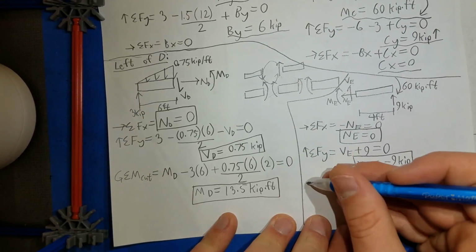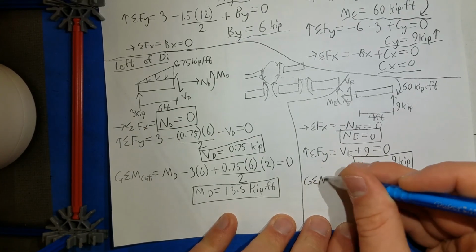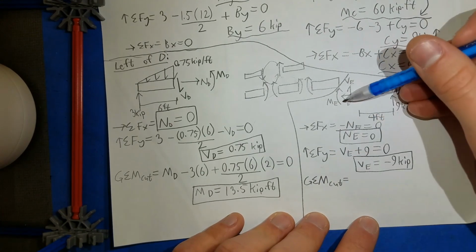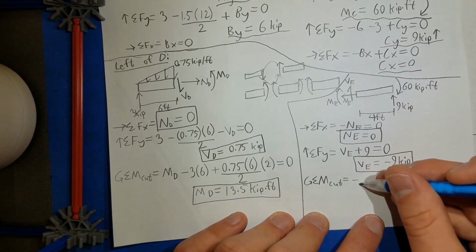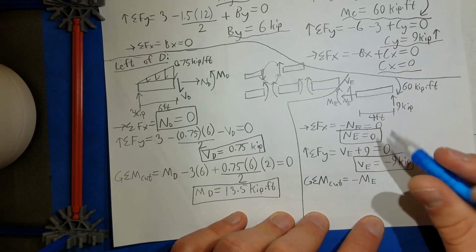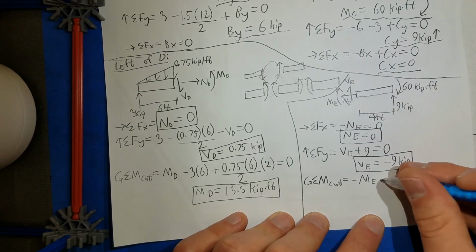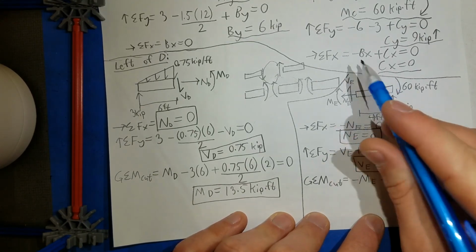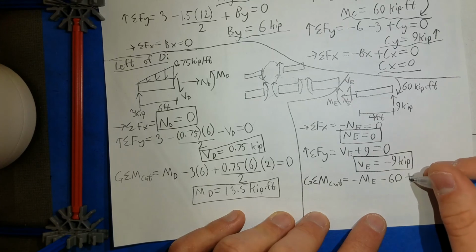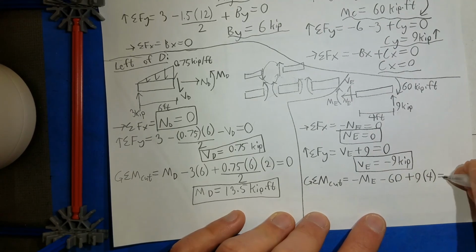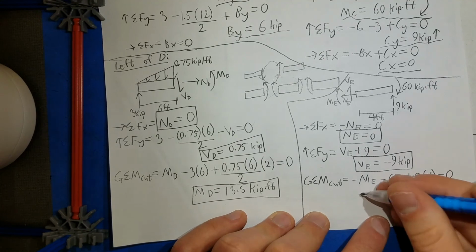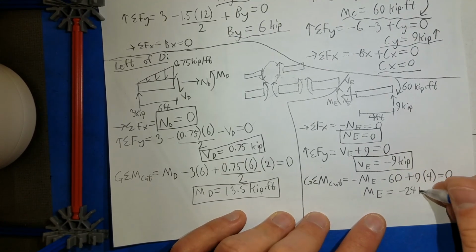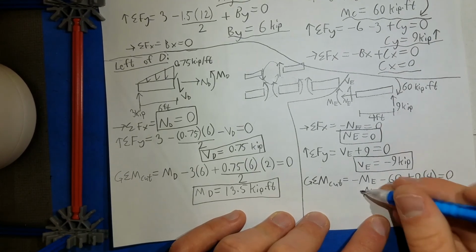And then we're going to sum our moments about the cut. So our moments about the cut, this is going clockwise, so we're going to have a negative ME. We have this one going clockwise as well, so minus 60. And then we have this 9 kips pushing upward in a counterclockwise form. So it's going to be plus 9 times 4 is equal to 0. And so when we solve for that, we get that ME is equal to negative 24 kip feet.